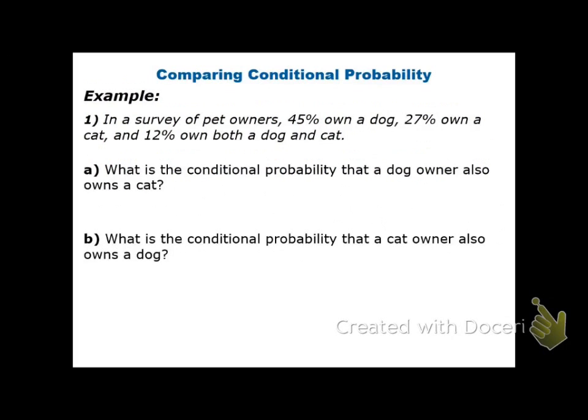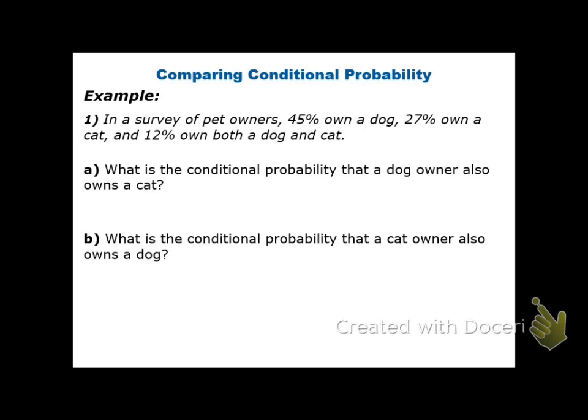In this example, you have to understand that conditional probability isn't the same if you switch the order of the items. So the probability of B given A is not the same as the probability of A given B. So in example 1, in a survey of pet owners, 45% own a dog, 27% own a cat, and 12% own both a cat and a dog.